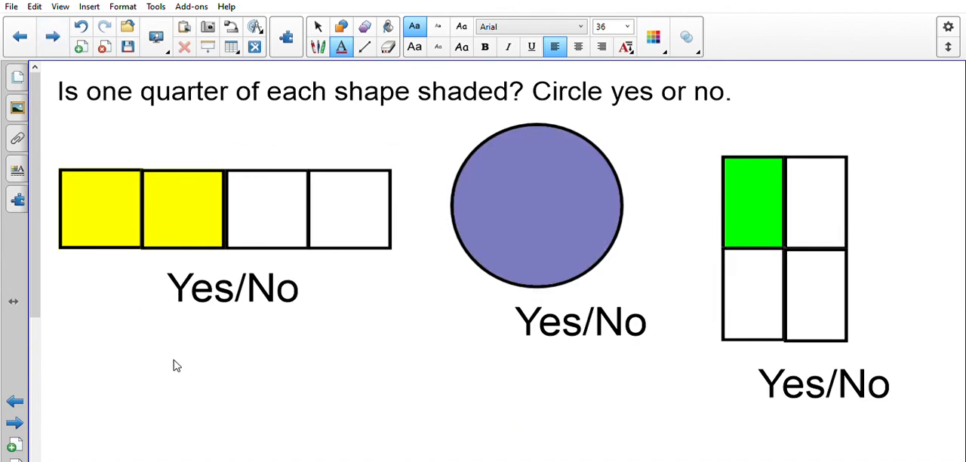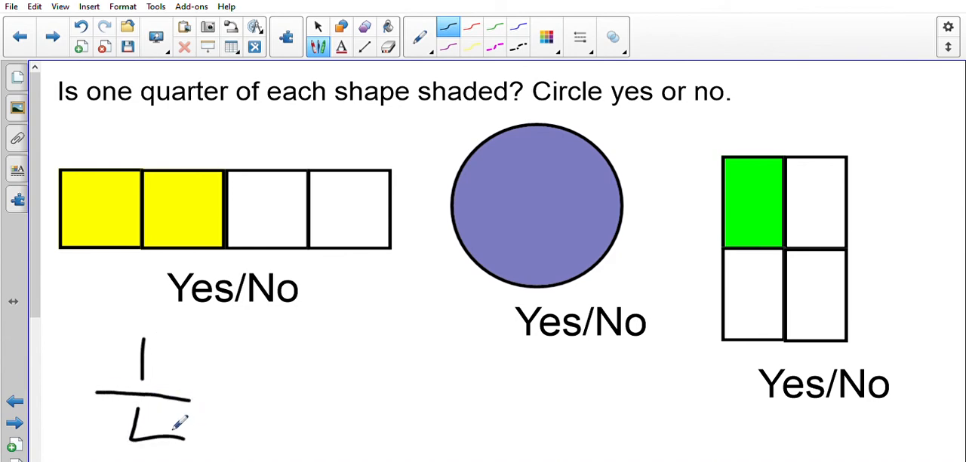Have a look at some of these. It says, is 1/4 of each shape shaded? Circle yes or no. So let's have a look. So we're looking for 1/4. So I need to remind myself that's 1 out of 4 pieces. Is 1/4 of this shape shaded? No. Is 1/4 of this shape shaded? This is all shaded. That's a whole. So no, it doesn't have 1/4 shaded. What about this one? Does this one have 1/4 shaded? Yes, you're right, it does.